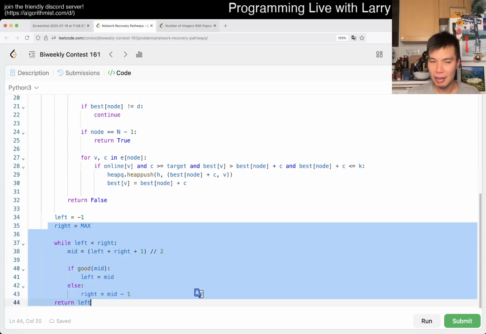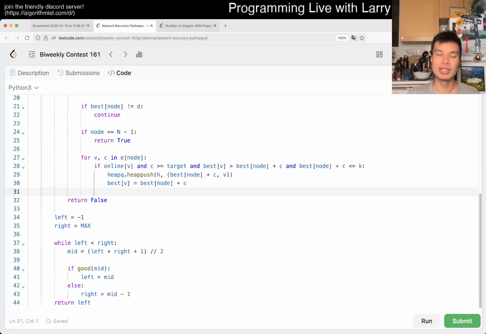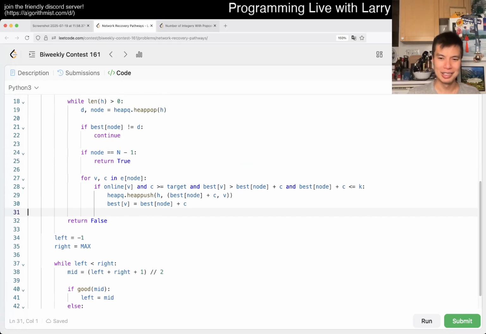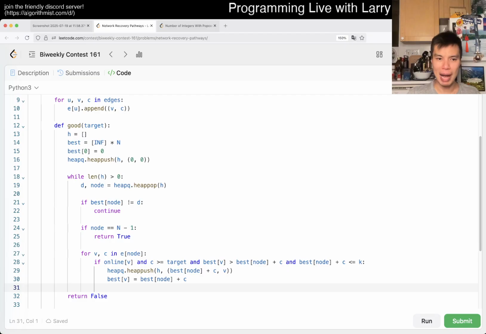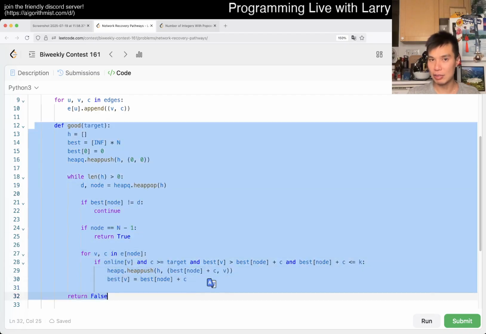Maybe it's a little bit of an easier hard problem, but I think you should just know binary search. There are other videos for it, so I'm not going to go over it in this video because I don't want to spend too much time on it. But on this function, this is just the shortest path, Dijkstra's algorithm, right?